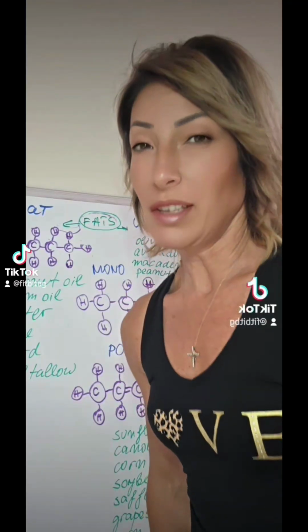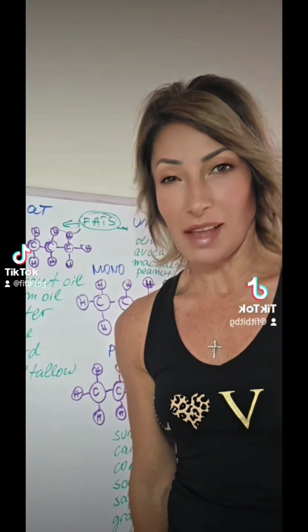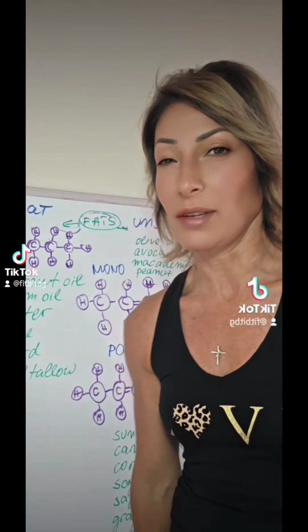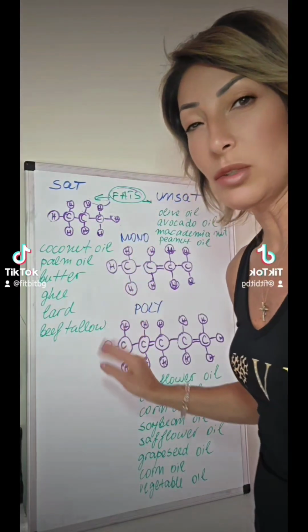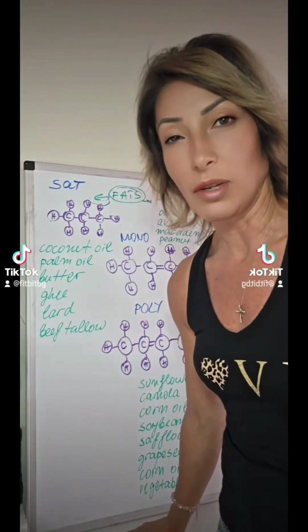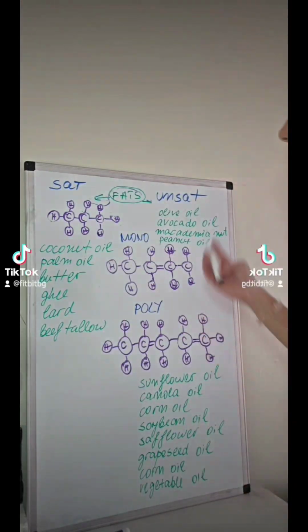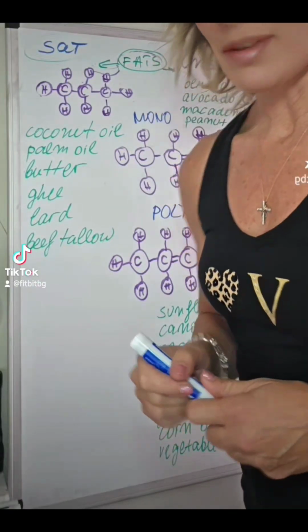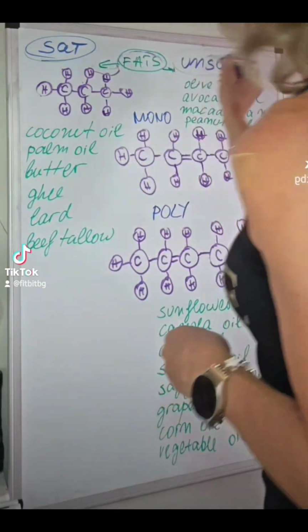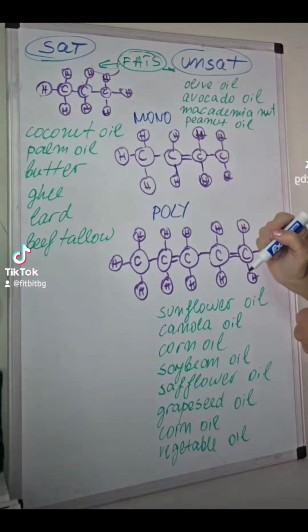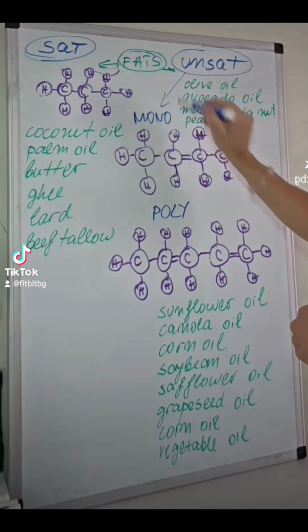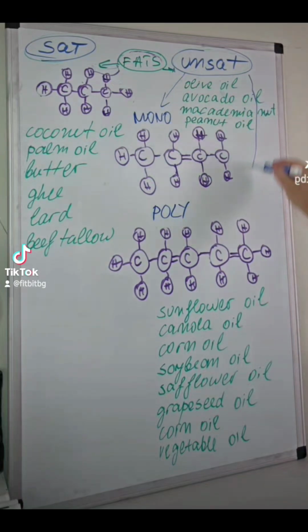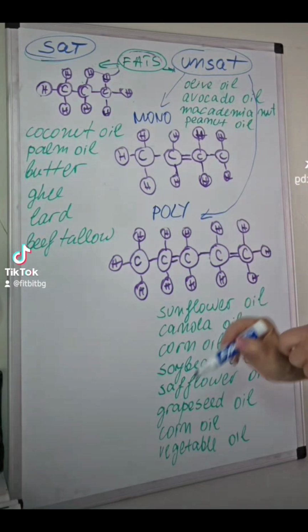Today's topic is fats, types of fats, and how they work in the body. As you can see, I have already filled in some information here, so I'm going to go over it and explain what exactly all this means. We have two major types of fats, saturated and unsaturated. The unsaturated are also two types, mono and poly.